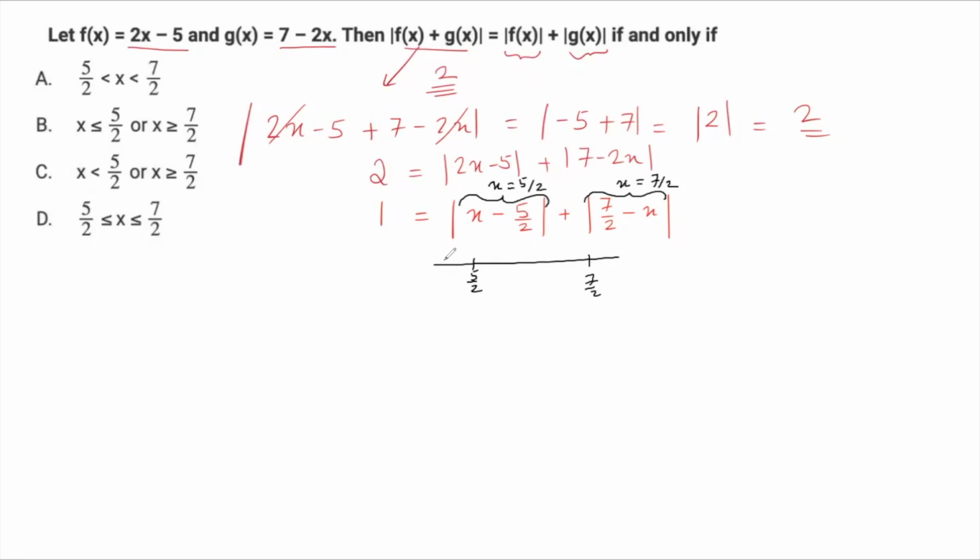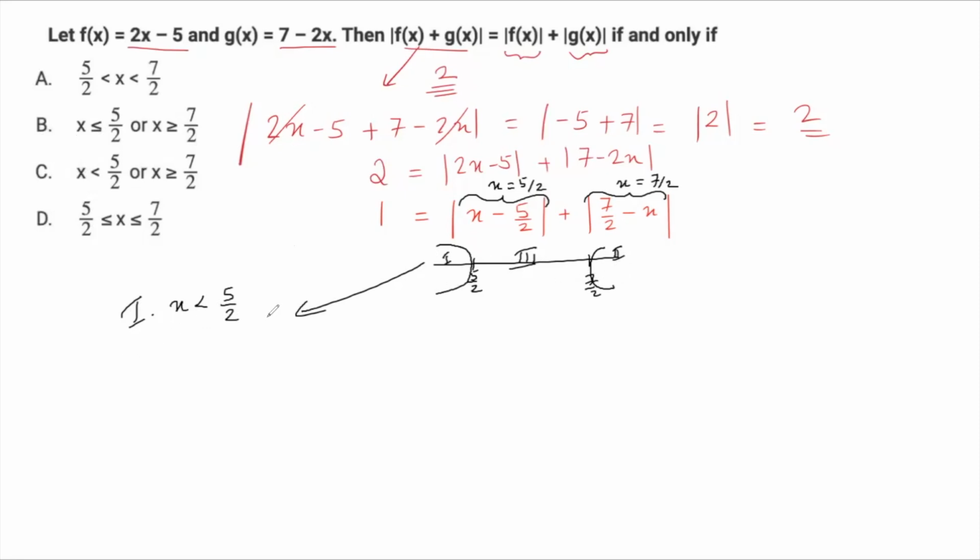The first case is when x would be less than 5 by 2. Second case is when x is greater than 7 by 2. And third case is when x is in between the two, 5 by 2 and 7 by 2, right? So let's draw these three cases. Our first case will be when x is less than 5 by 2. Between 5 by 2 and 7 by 2, guys, 5 by 2 is the lesser quantity. So naturally, if x is less than 5 by 2, x is less than 7 by 2 also.